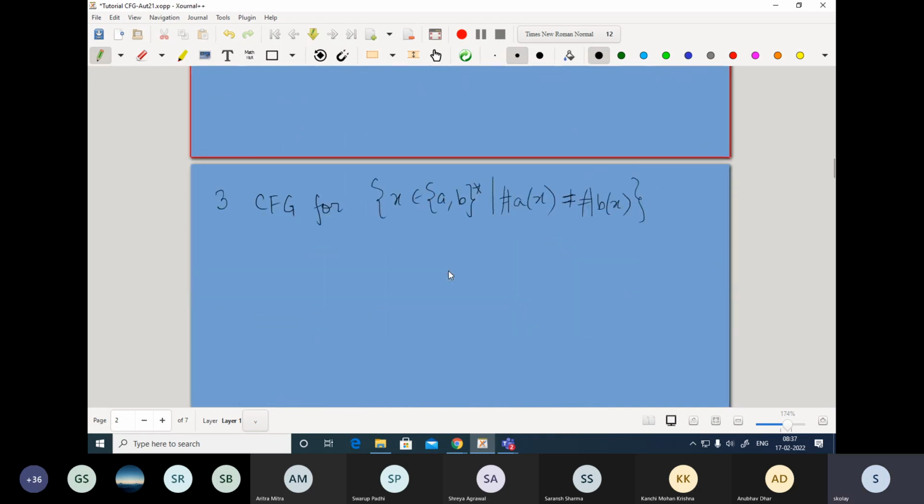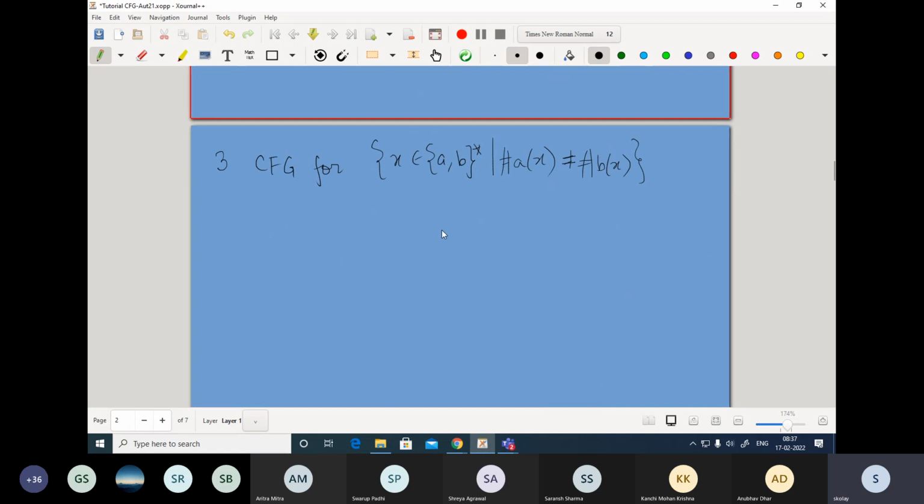Okay, so let's move on to the next question. The next question is CFG. I will again do the first step, and then it comes down to a problem similar to the previous one. How will you solve this? If you have a CFG for X such that the number of A's is not equal to the number of B's, how will you solve this problem?